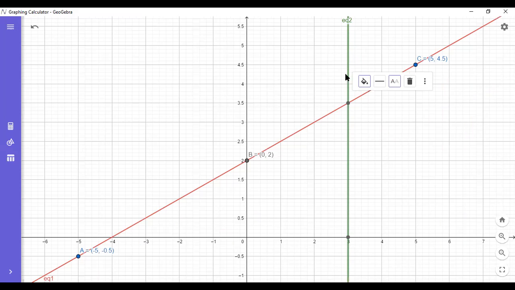So how do we do this? We find x equals 3 here on the x-axis and draw a vertical line. So the line on the graph of x equals 3 will be a vertical line, and y equals 3 will be a horizontal line. Okay, now let's go back and see this.